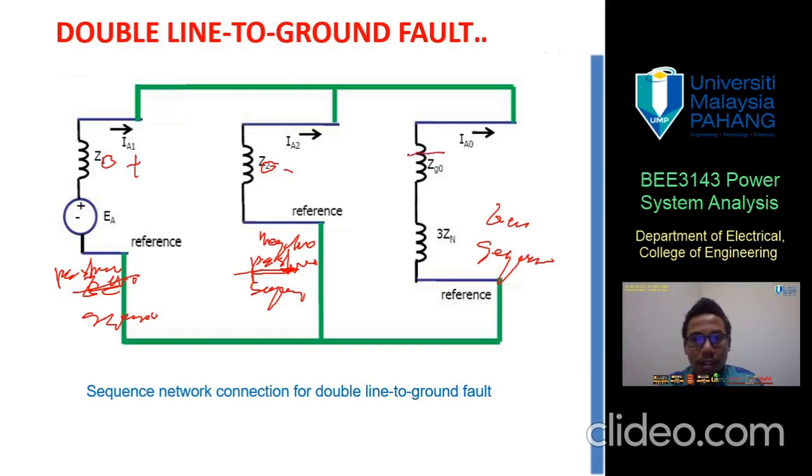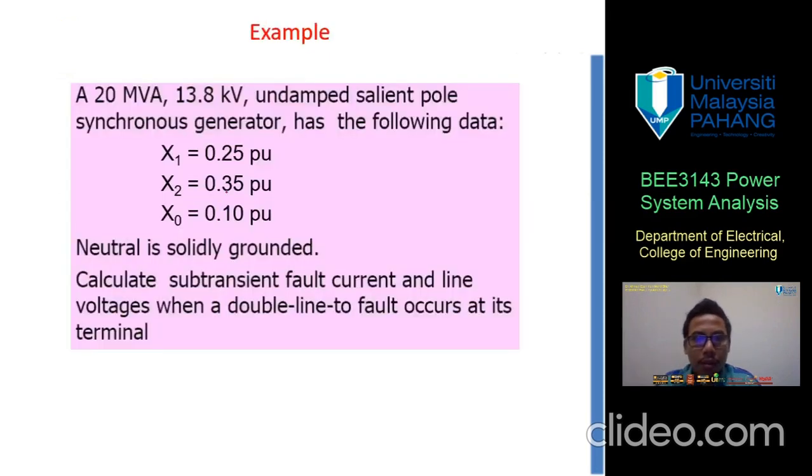Okay, so this is Z0. You still remember, right? ZG0 plus 3Zn is the Z0. So this is the sequence recognition for double line to ground. When you are asked to draw it, this is how you draw it. Okay, let's proceed to the next example.